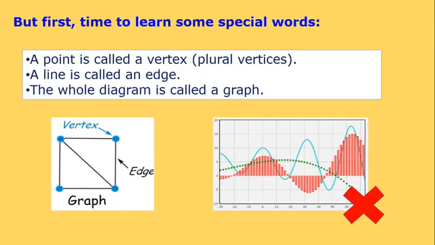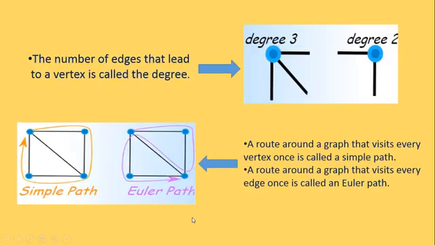Let's investigate. Firstly, it's time to learn some special words. A point is called a vertex, a line is called an edge, the whole diagram is called a graph. Yes, it's called a graph, but not the kind of graph given on the right. They are both called graphs, but they are different things, just how it is. The number of edges that lead to a vertex is called a degree. The vertex given in this picture is intersected by 3 edges, that's why it has degree 3.